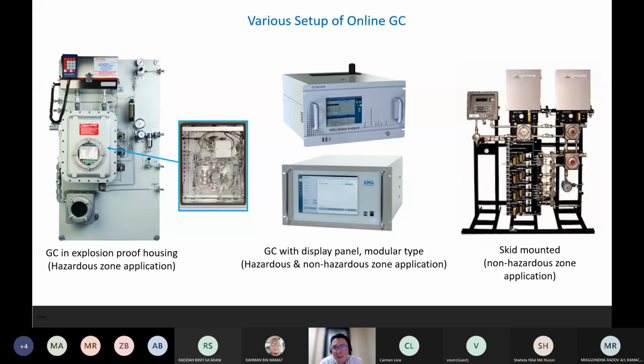So there are various types of approaches there. The one on the far left is basically another form of how these GCs can be put together. Basically, just skid mounted. Skid mounted means that it's just set up on a frame. In this case, it is a bag frame that we install at the refinery. Okay, so can I have the next slide?